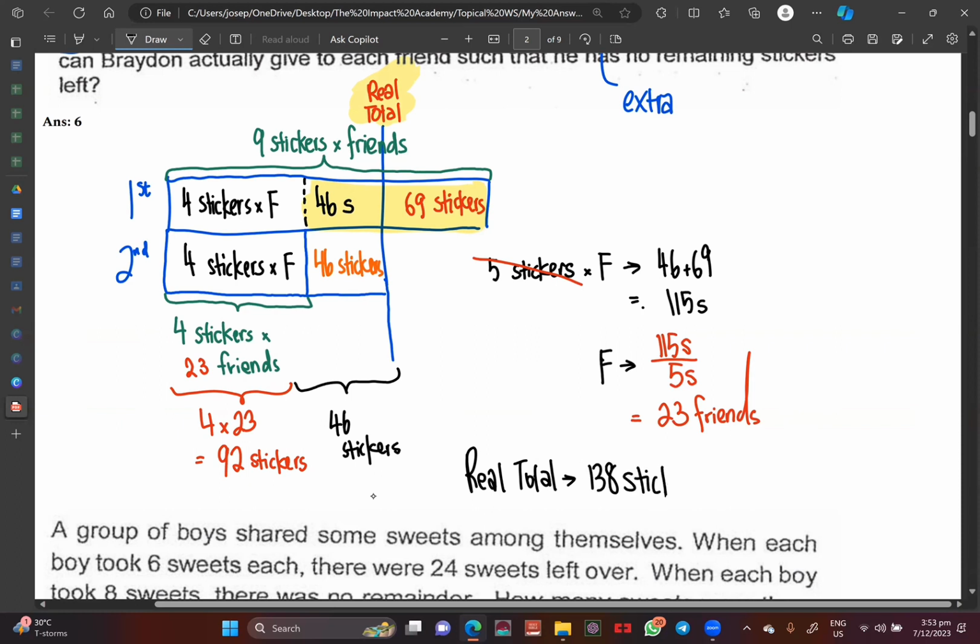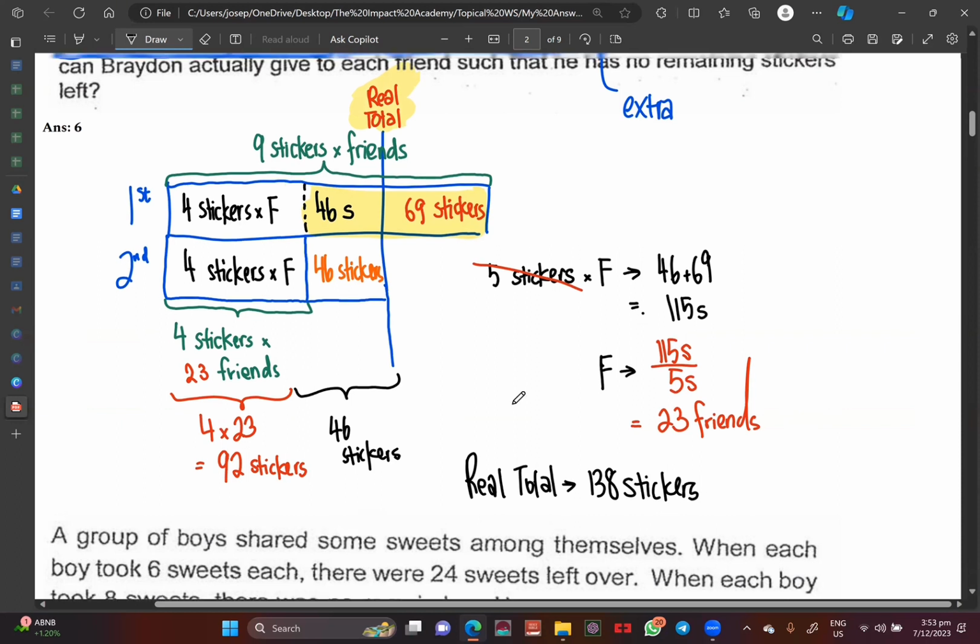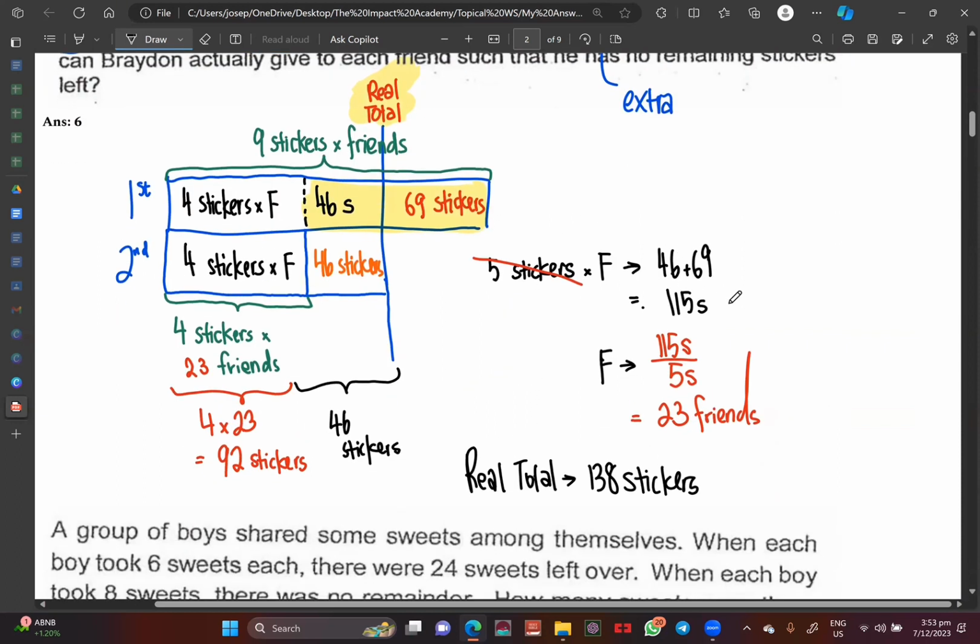Now, the question is asking you what? How many will each friend receive, right? So we just have to do 138 stickers divided by 23. When I do 138 divided by 23, I will get to an answer of 6. 6 what? 6 stickers. What do I mean by that? 6 stickers to each friend. Am I making sense here? All right, and that's how you would do a question like this.